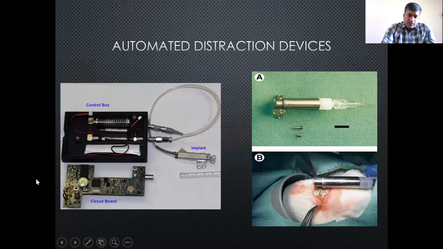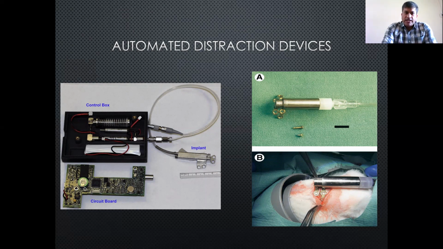The first device that we see on the left side is a battery operated device. So with the battery, there is a power supply, and this power supply brings about gradual activation of the device over a period of 24 hours. And the activation brings about 1 millimeter of separation of bony segments. The other device that you see works on hydrostatic pressure. And this also brings about 1 millimeter of distraction every day.